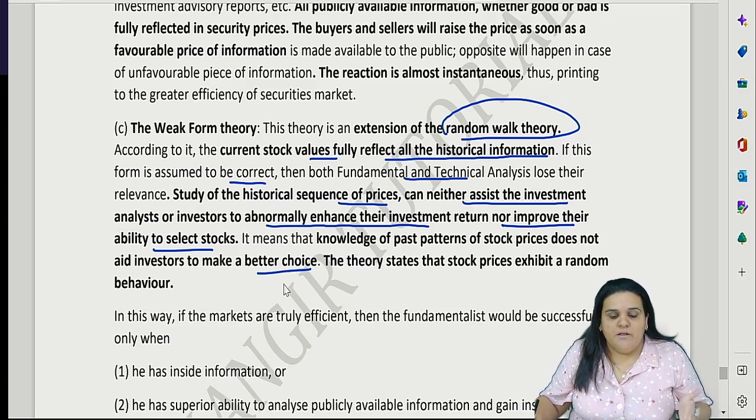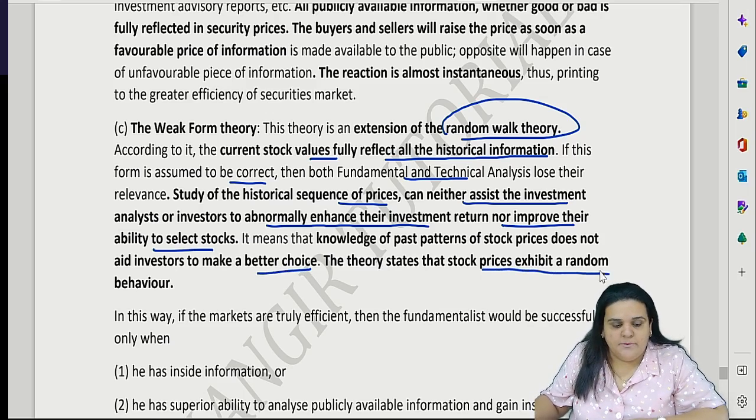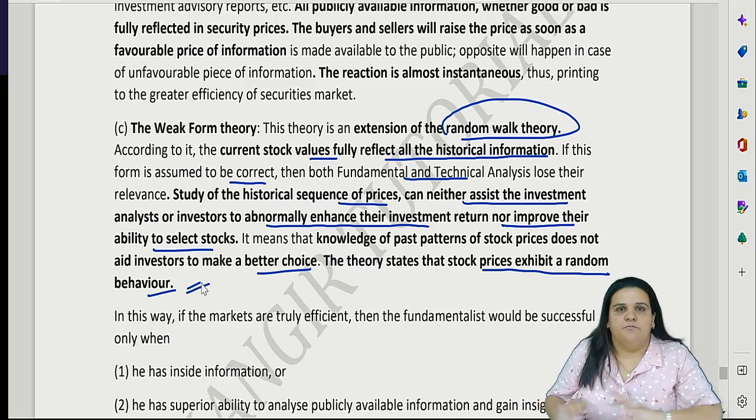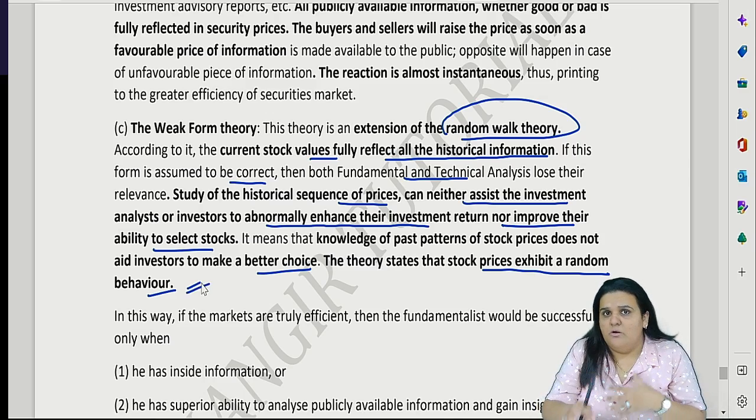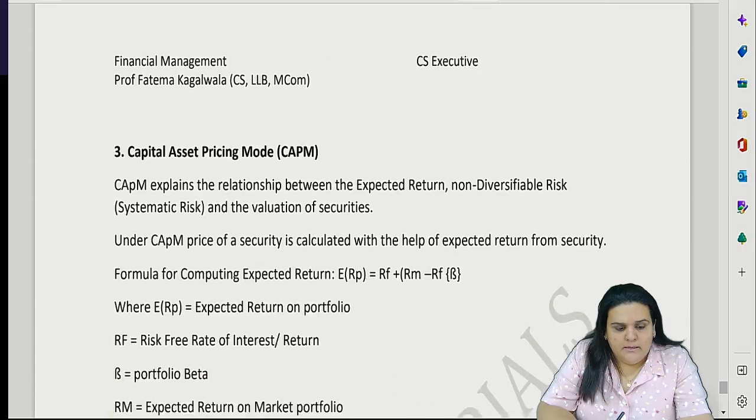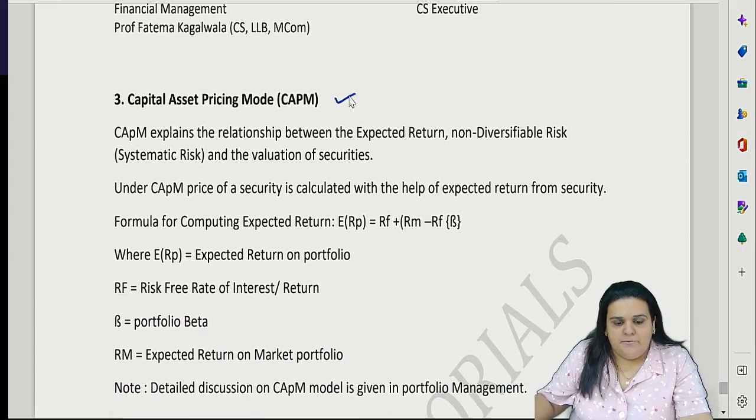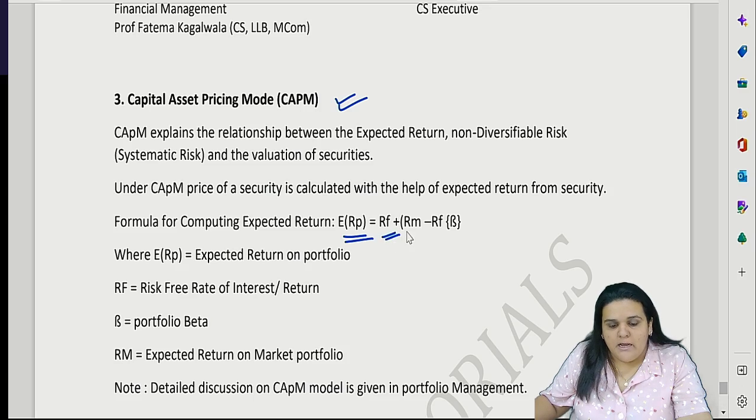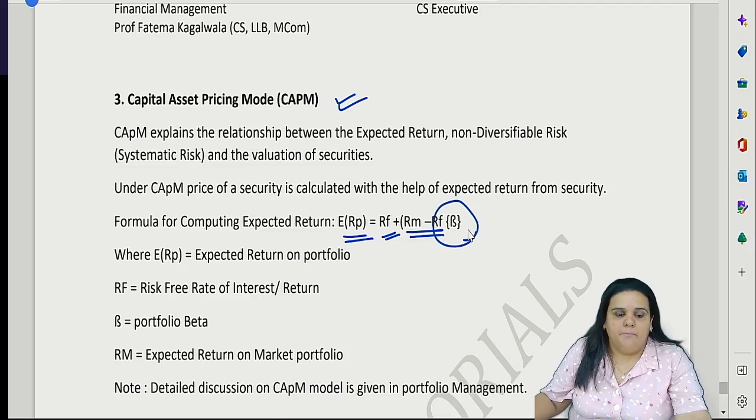So here the weak form of theory states that the stock price exhibits random behavior. So if they are moving in an upward or downward trend based on the historical information, then it is a random movement and it is the weak form of theory. And last is your capital asset pricing model. We have done this quite a few times. Your expected return is nothing but your risk-free rate of return plus your market premium adjusted with your beta.